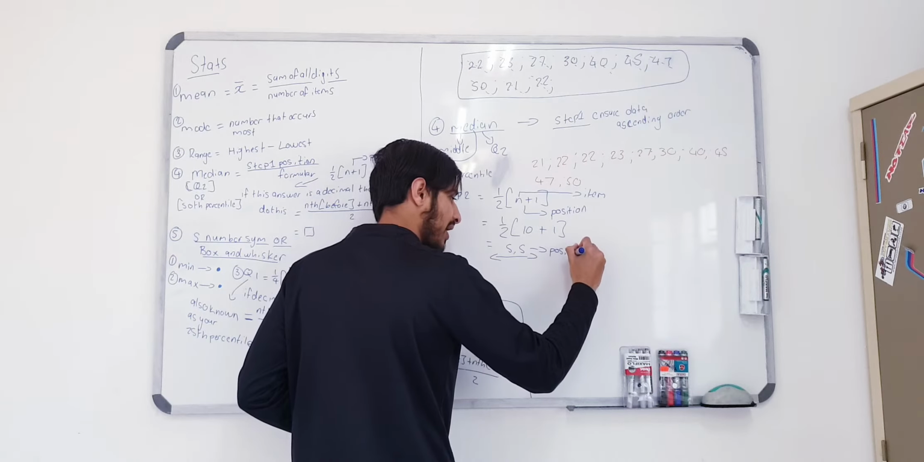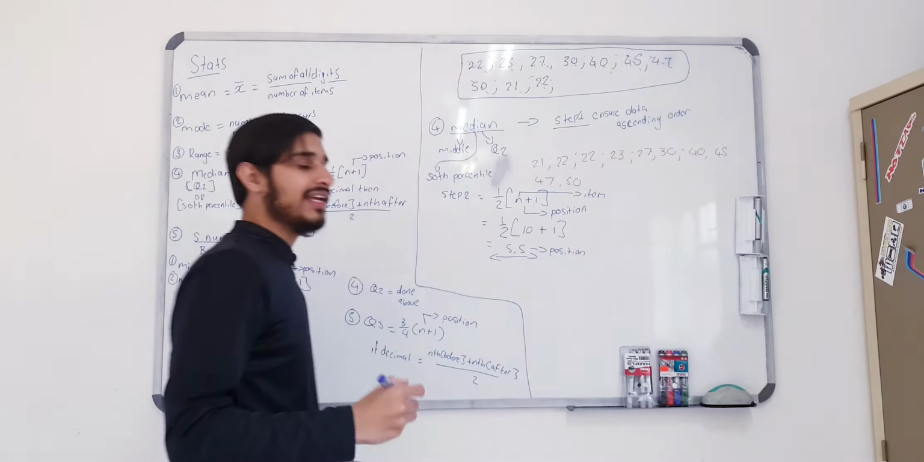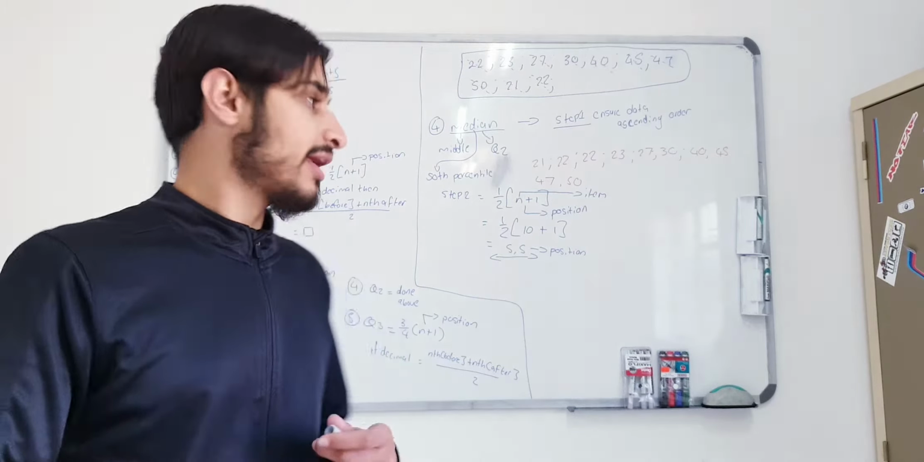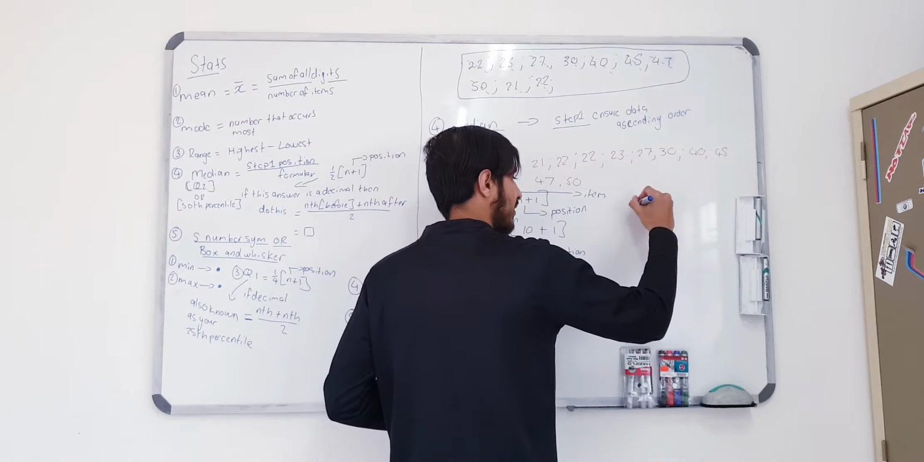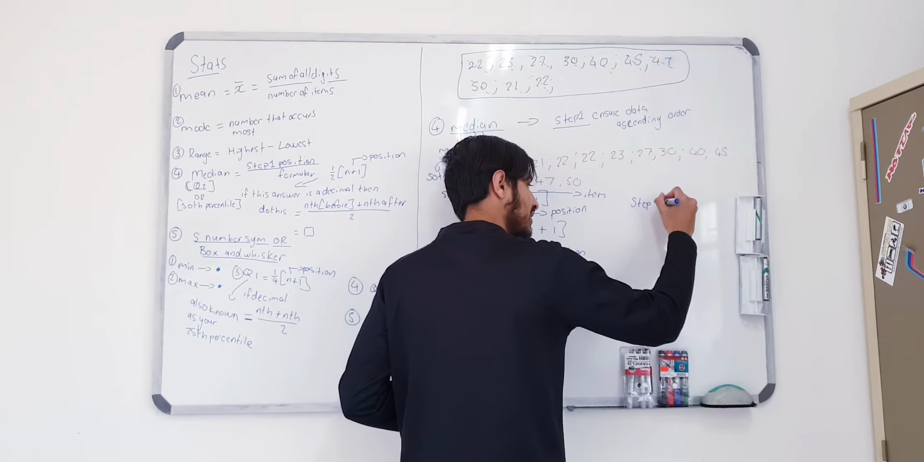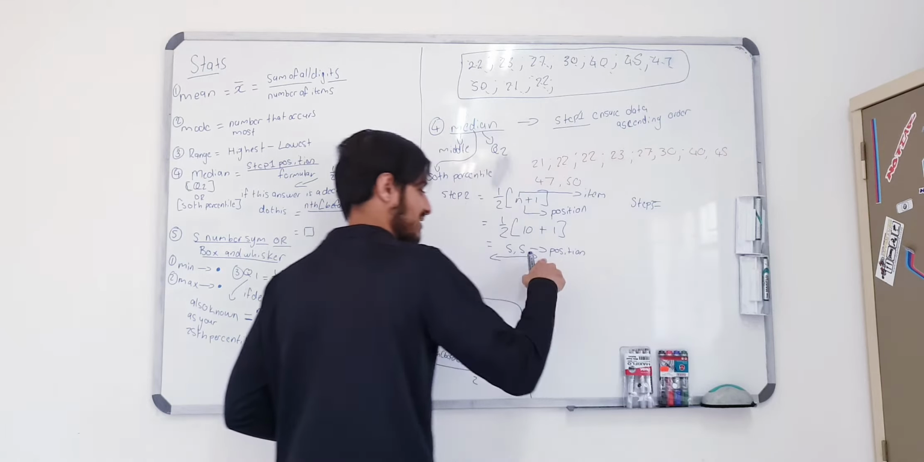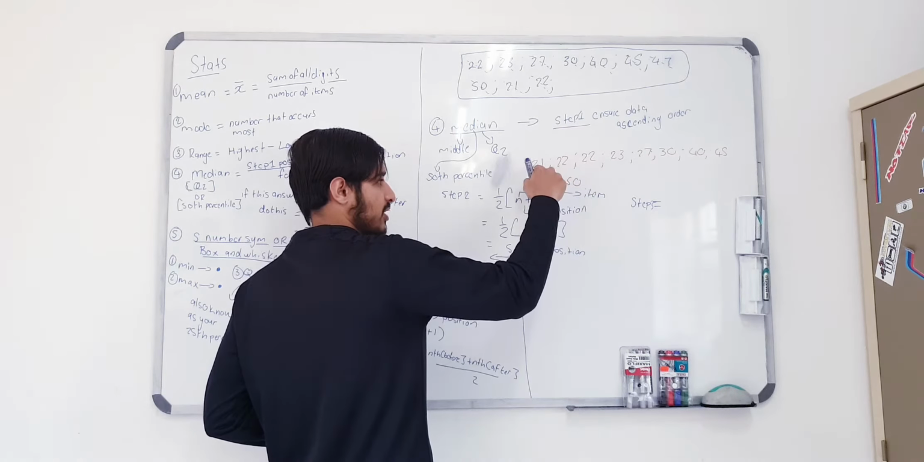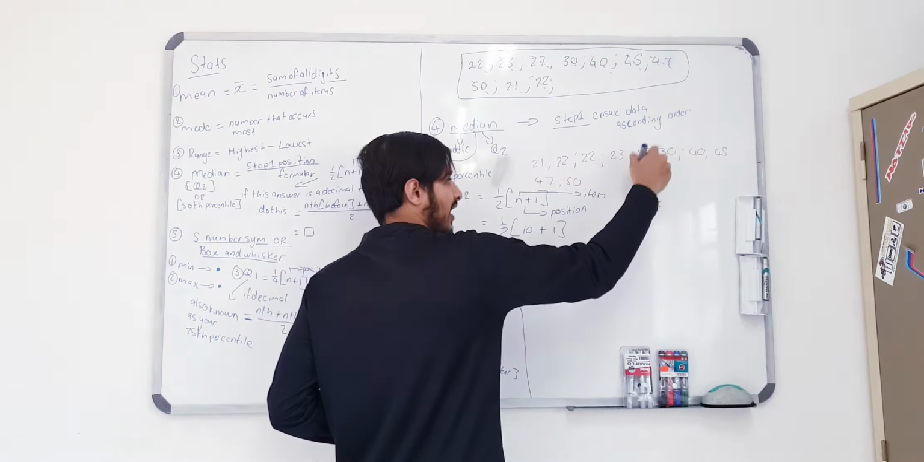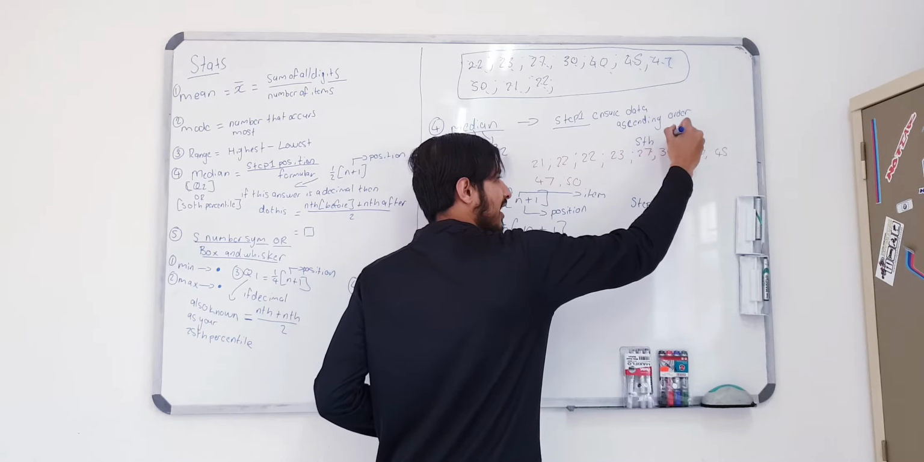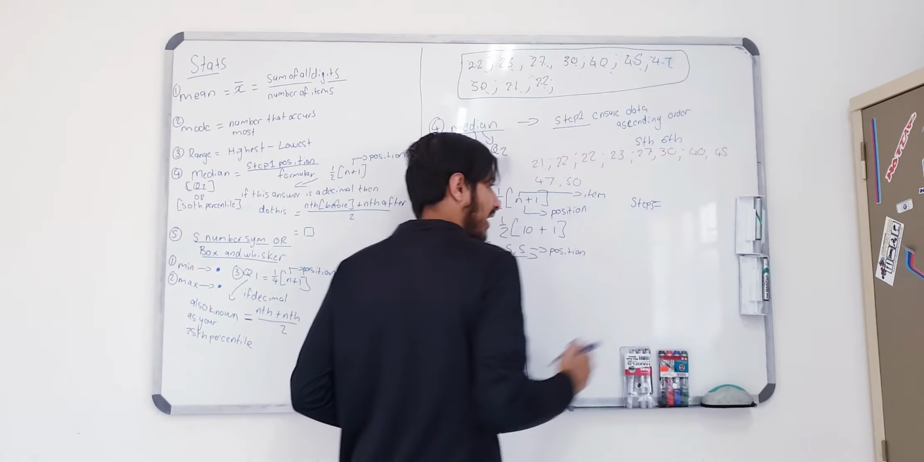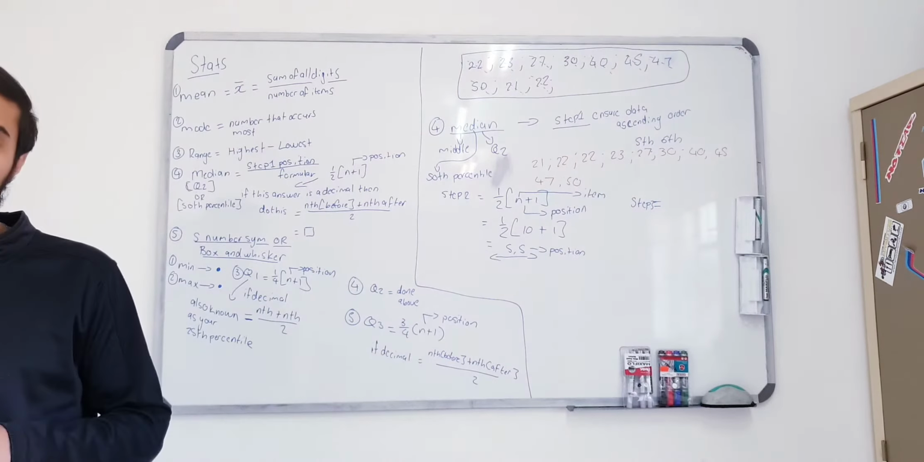Does this give me my answer? No. It gives me my position. Then I need to apply step number 3. Step number 3 is, if it is a decimal, I have to go to the 5th position. So I have to go 1, 2, 3, 4, 5. Do you agree that's the 5th and that's the 6th? Right. Those are the ends, basically.